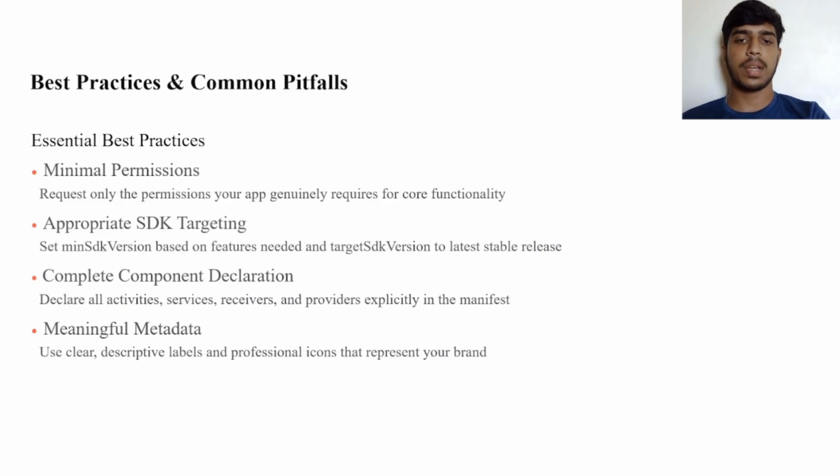So these are the best practices. I have mentioned four main practices. First, use minimal permissions. Whatever permissions the application really needs, only declare those permissions, and also target the latest SDK versions. So this would be more flexible for the new version, and the application can work without any crashing. Declare all components clearly without any mistakes, and also use meaningful icons and names. So it would be a better UI part.